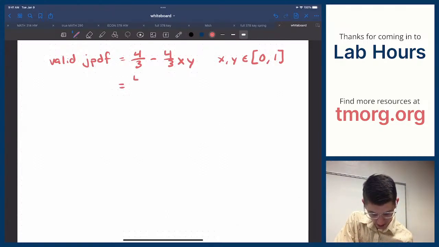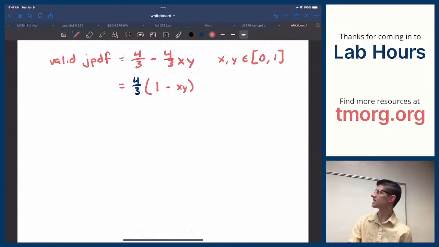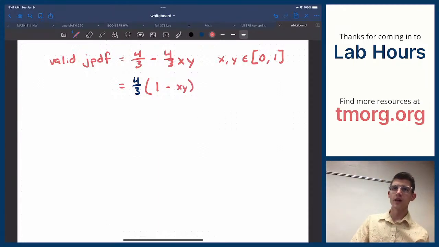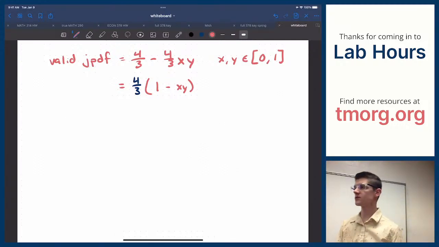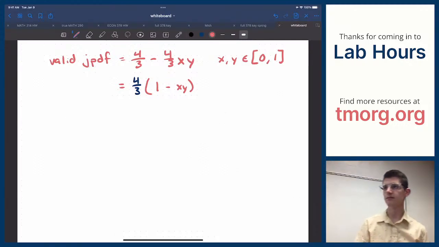Again, not to put too fine a point on things, but you can probably tell that 4/3 is kind of like a k here, and the really nice function was 1 minus xy. If we were to shrink that xy domain, that 4/3 would have to change, potentially, or vice versa. Who knows, right?